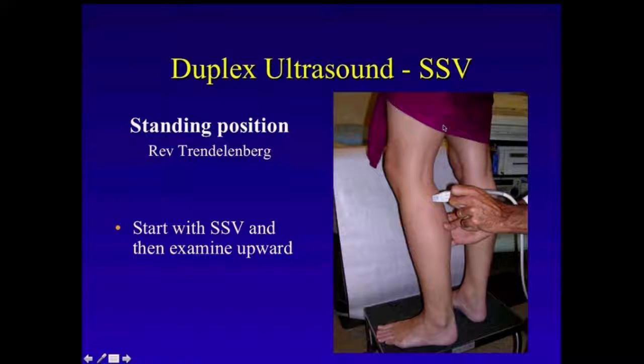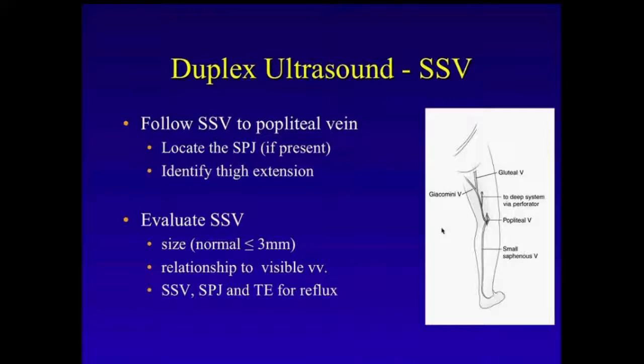The small saphenous vein and the posterior thigh and all its thigh extensions are examined by looking at the patient from the back and doing the same basic type of exam, and we'll talk about that in just a second. And all the same types of things that we talked about with the great saphenous vein are what we're looking for when we look at the small saphenous vein and its system.